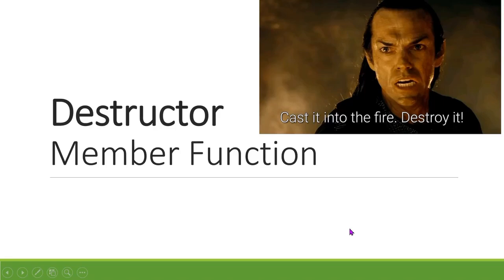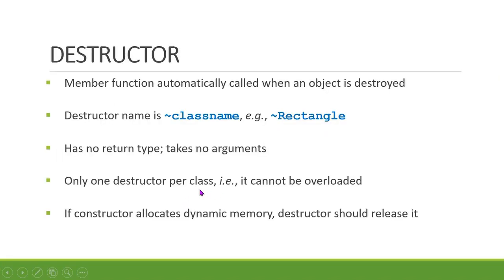The last member function that I want to introduce to you is the destructor member function. It is opposite from the constructor, but it has some similarities. The destructor is also automatically called, but it's called when the object is destroyed. The name of the destructor is also going to be the name of the class, except it's going to have a tilde in front. So it's going to be tilde rectangle for the destructor for the rectangle class.